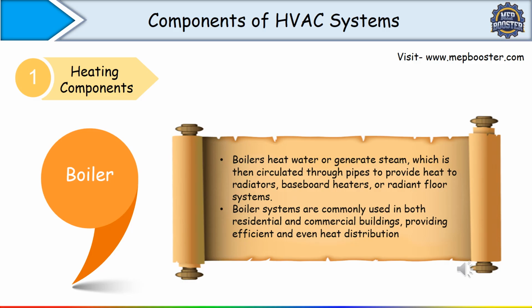We have different components of a boiler like burner, combustion chamber, heat exchanger, pumps, expansion tank. Then we have a pressure relief valve, control panel, fuel pipes, thermostats, air vent. These components work together to heat water or produce steam, which is then distributed throughout the building to provide warmth and comfort. Remember, regular maintenance and inspection are essential to keep the boiler system running smoothly and safely.